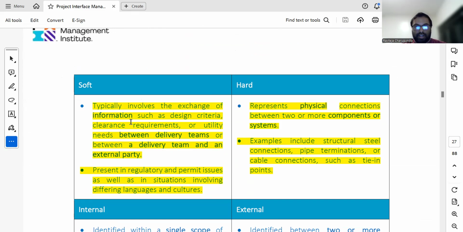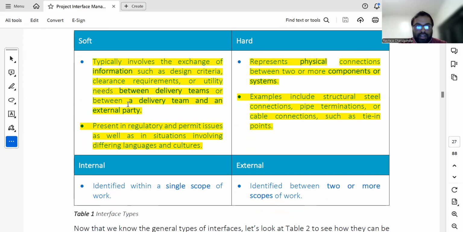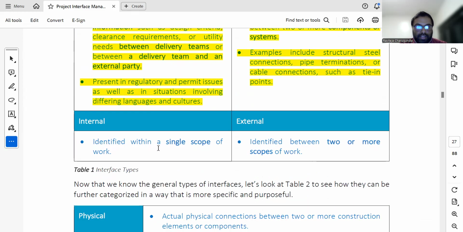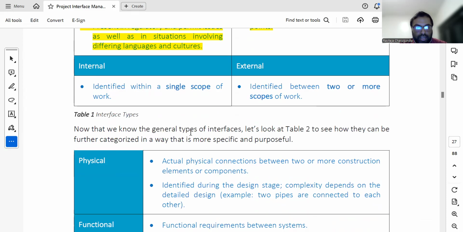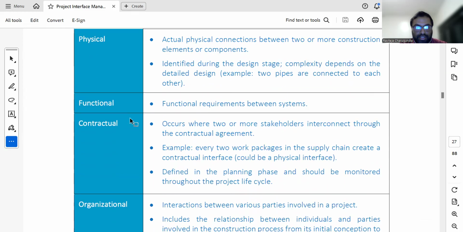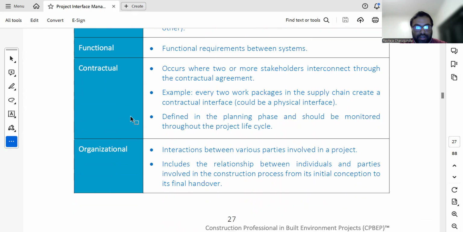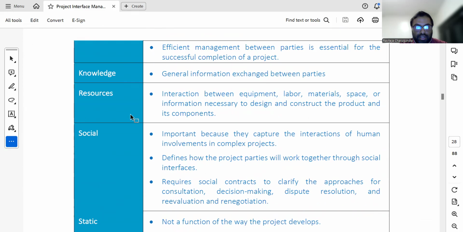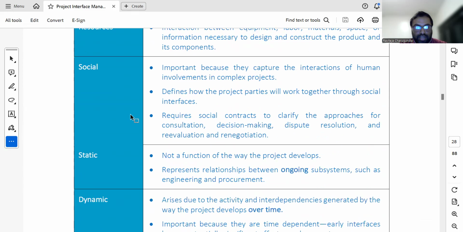When it comes to hard interfaces, they represent the physical connections between two or more components, like structural steel connections, pipe terminations, tie-in points and cable connections. We call them hard interfaces. Internal interfaces are identified within a single scope of work, and external interfaces are identified between two or more scopes of work. The general types of interfaces are physical, functional, contractual, organizational, knowledge, resource, social, static, and dynamic.